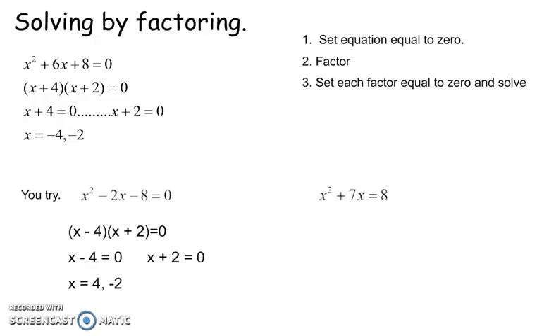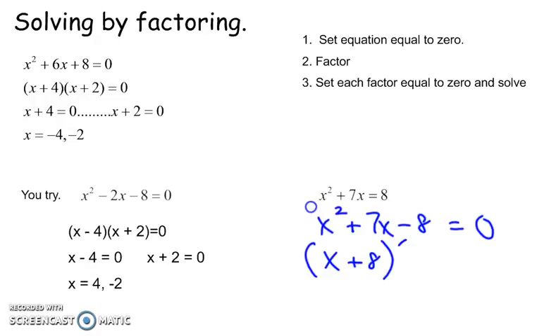So the first thing we're going to do is set the equation equal to 0. So x squared plus 7x minus 8 is now equal to 0. Next, we're going to factor. So we want to multiply to get -8 and add to get +7. So that's going to give us x plus 8 times x minus 1. Still equal to 0.